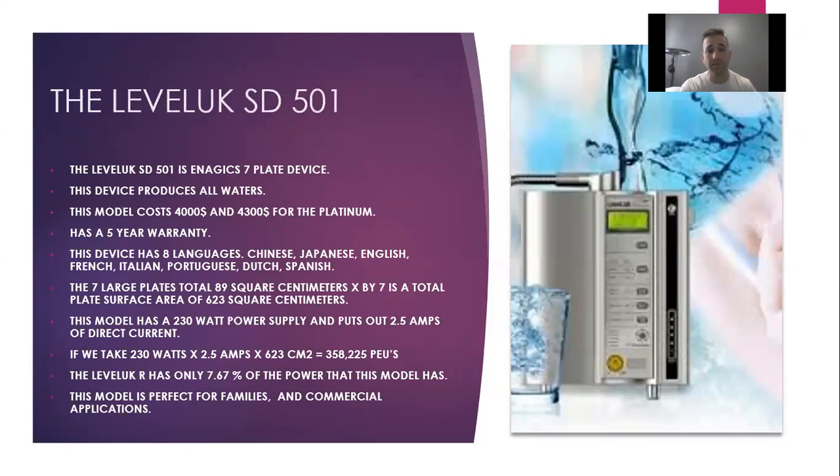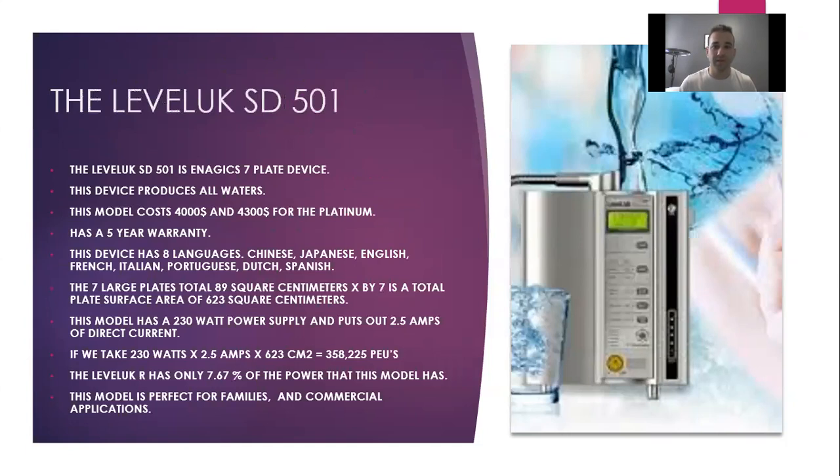Okay, so if we take those numbers and multiply them all together, we take our 230 watts, our 2.5 amps, and multiply by our total surface area of 623 square centimeters, we get 358,225 potential electrolysis units. So that's a lot more than the 57 from the JR2. The Level Up R has only 7.67% of the power that this model has. That's a huge difference, because they're both producing 9.5.